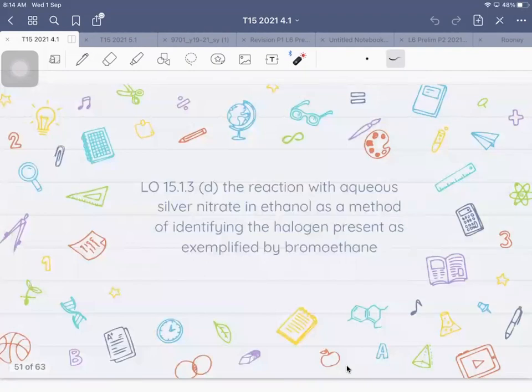Now we want to move on to the next substitution reaction, which is with aqueous silver nitrate in ethanol as a method of identifying the halogen present, for example in bromoethane.